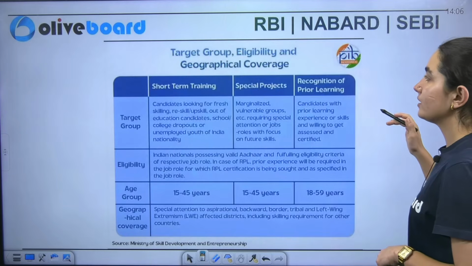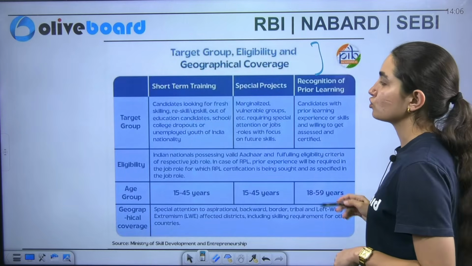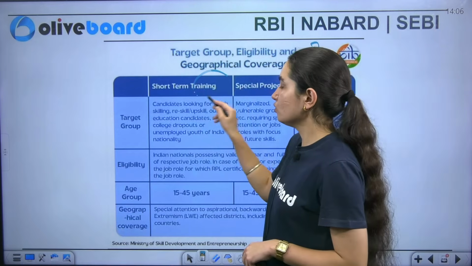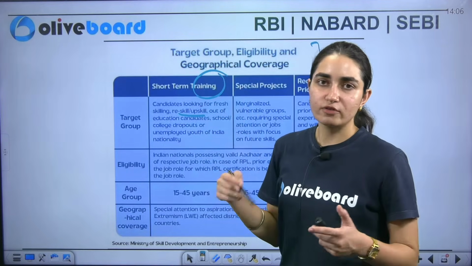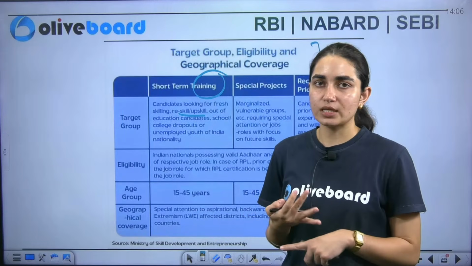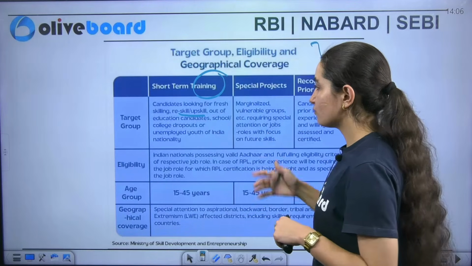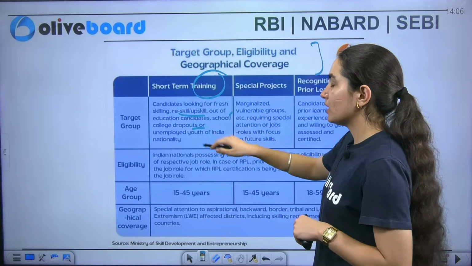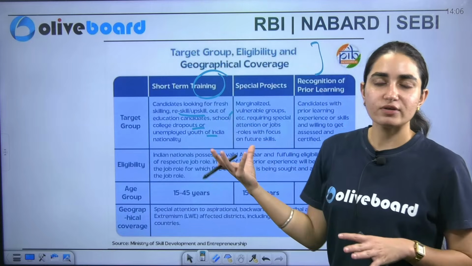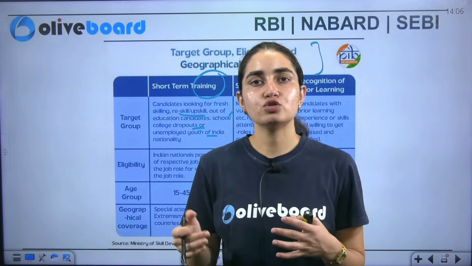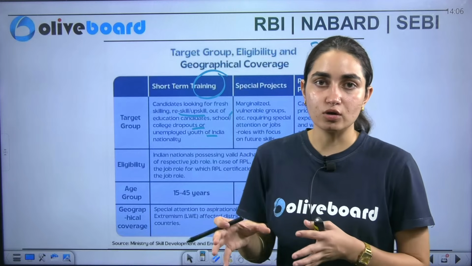Now we have the target group eligibility and the geographical coverage also. Target group की अगर मैं short term training की बात करूँ, so it targets those individuals who are the fresh individuals here. Reskilling, upskilling is the focus here. Along with that, out of college candidates, school college dropouts, unemployed youth in India, and specifically अगर मैं 4.0 की बात करूँ, so हम भी उन individuals को target कर रहे हैं who have lost their job.